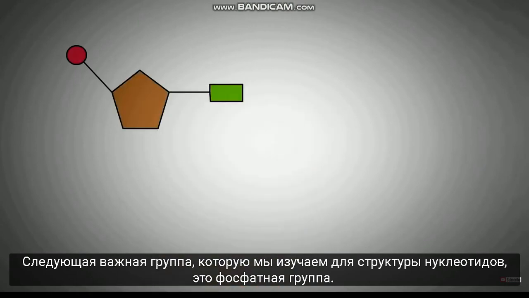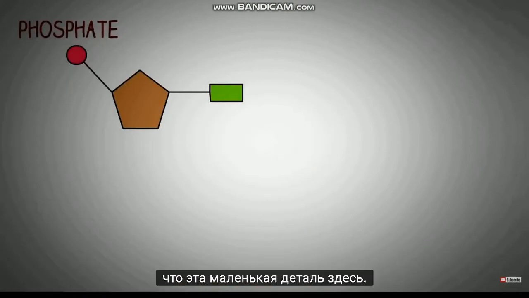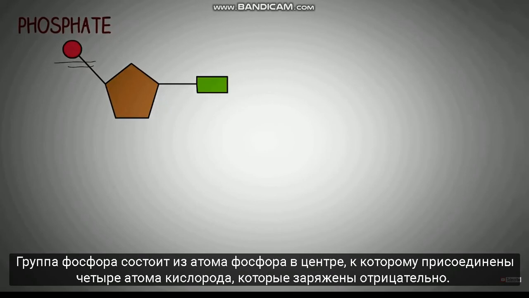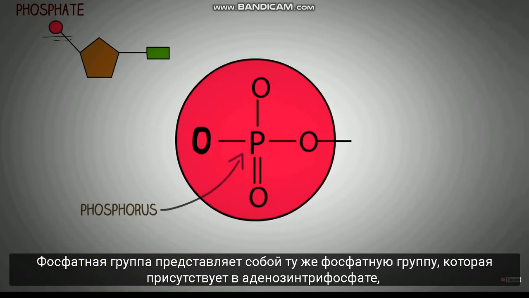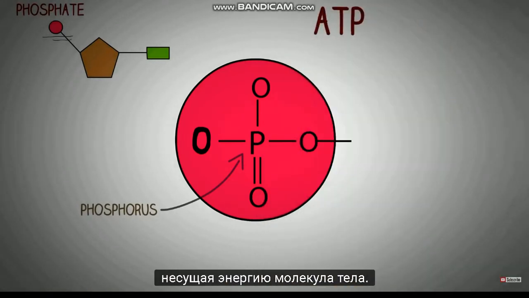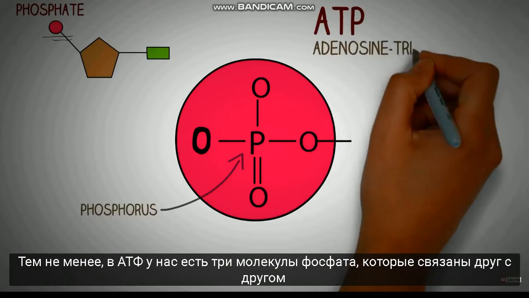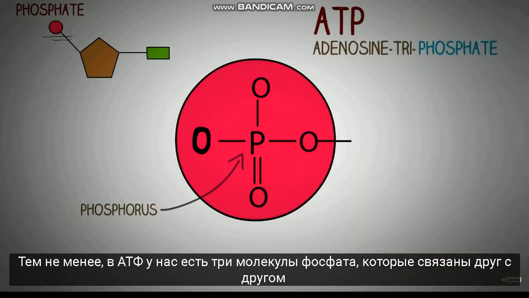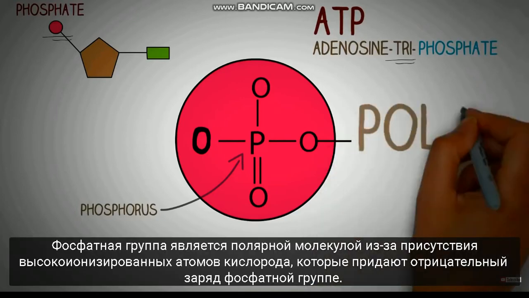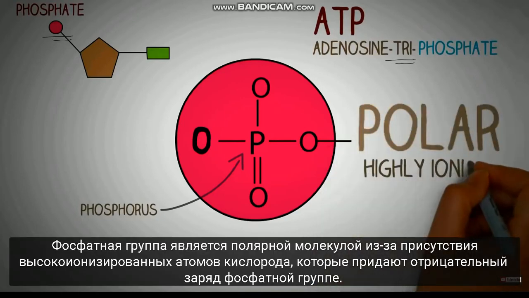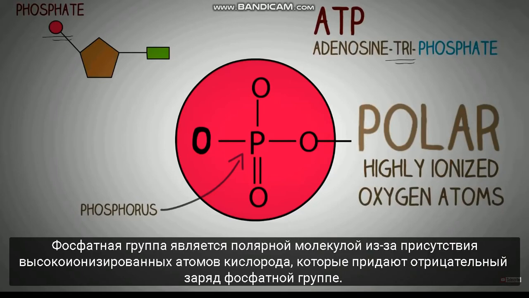The next important group to study in the structure of the nucleotide is the phosphate group, which is this entity right here. The phosphate group consists of a phosphorus atom in the center to which 4 oxygen atoms are attached, which are negatively charged. The phosphate group is the same phosphate group which is present in adenosine triphosphate, the energy carrying molecule of the body. However, in ATP, we have 3 molecules of phosphate which are attached to one another by high energy phosphodiester bonds. The phosphate group is a polar molecule due to the presence of highly ionized oxygen atoms which impart negative charge to the phosphate group.